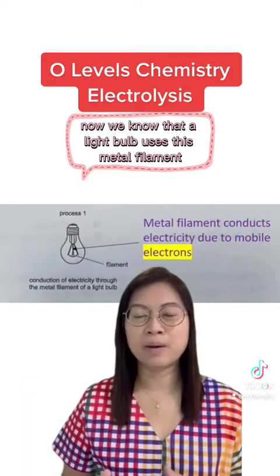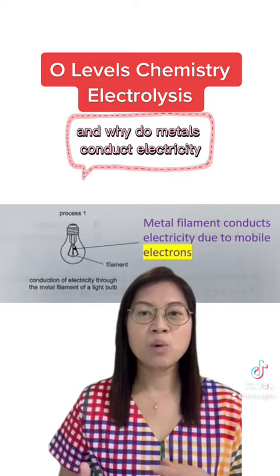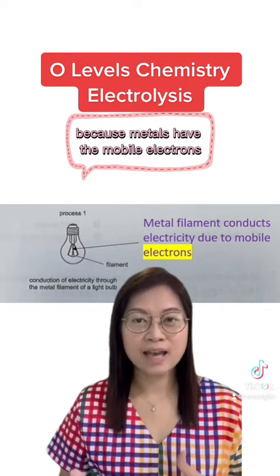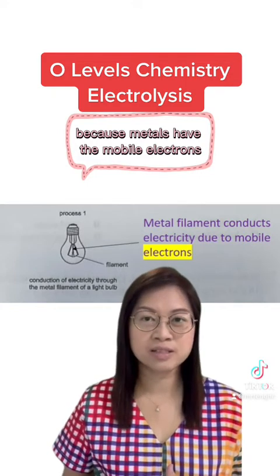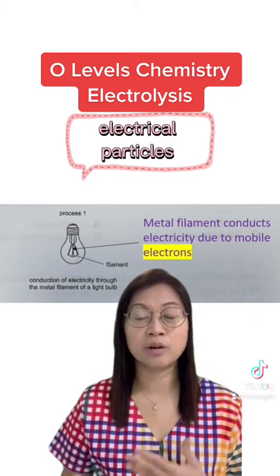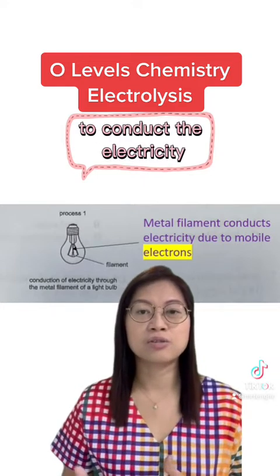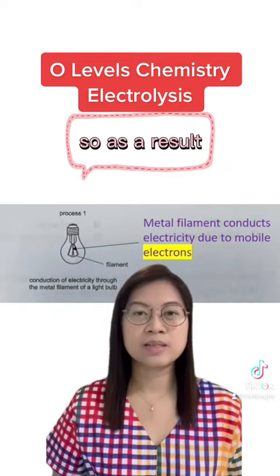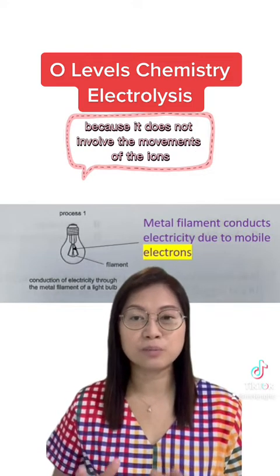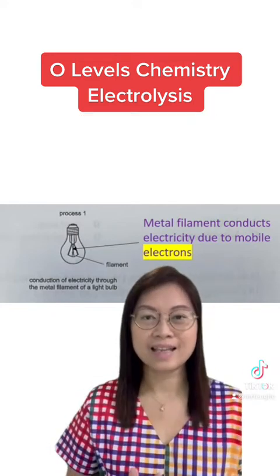Now we know that a light bulb uses its metal filament to conduct electricity. And why do metals conduct electricity? Because metals have mobile electrons. So these mobile electrons are able to act as the electrical particles to conduct the electricity. As a result, we can see that process 1 is not the answer because it does not involve the movement of the ions, but instead it involves the movement of the electrons.